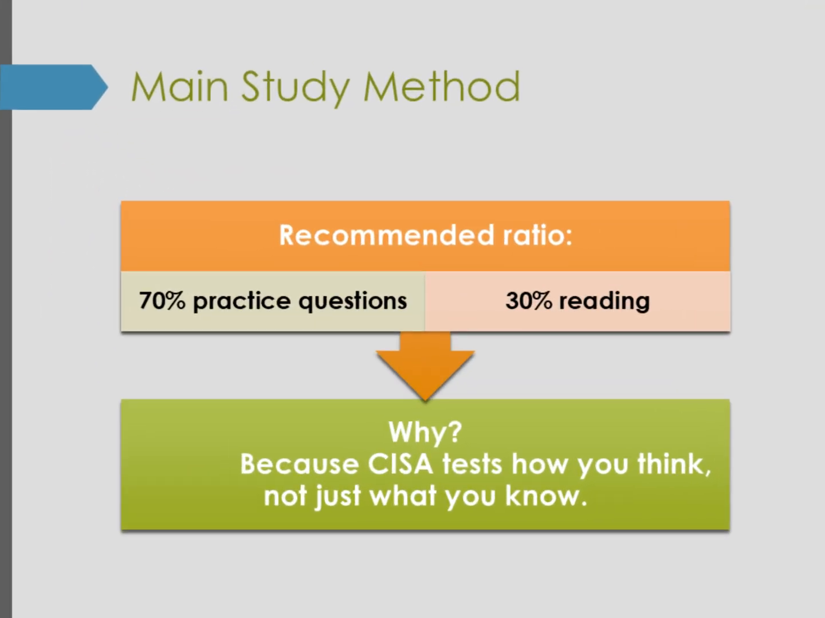Now let's look at the main study method. The recommended approach is simple. 70% of your time should be spent on practice questions, and 30% on reading. That might feel counterintuitive at first, but there's a reason for it. Because the CISA exam is not testing how much you know. It's testing how you think. And the only way to develop that thinking is through consistent exposure to exam-style questions.